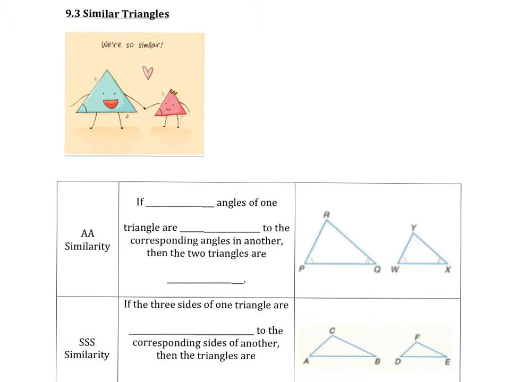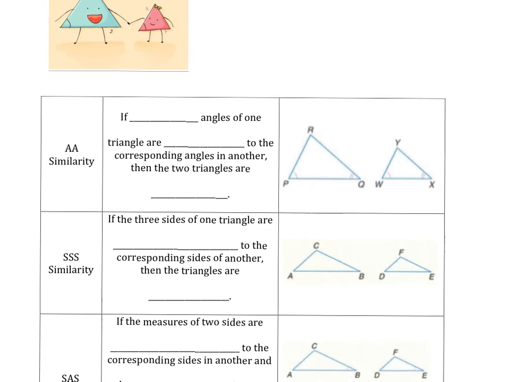Alright, today we're going to talk about similar triangles and different theorems and postulates to prove that we have similar triangles. Our first similarity postulate is angle-angle, and it states if two angles of one triangle are congruent to the corresponding angles in another triangle, then the two triangles are similar. Looking at the picture over here, I've got angle P is congruent to angle W, angle Q is congruent to angle X. Therefore, by angle-angle similarity, I know that these triangles are similar.